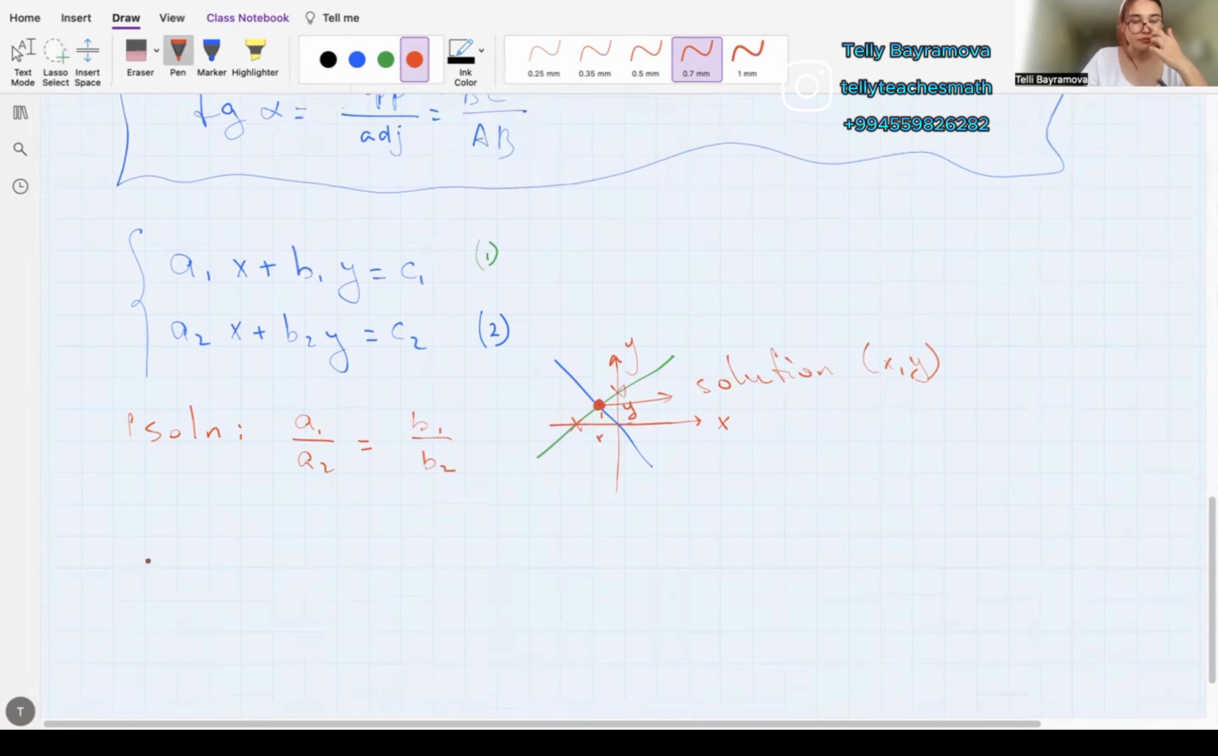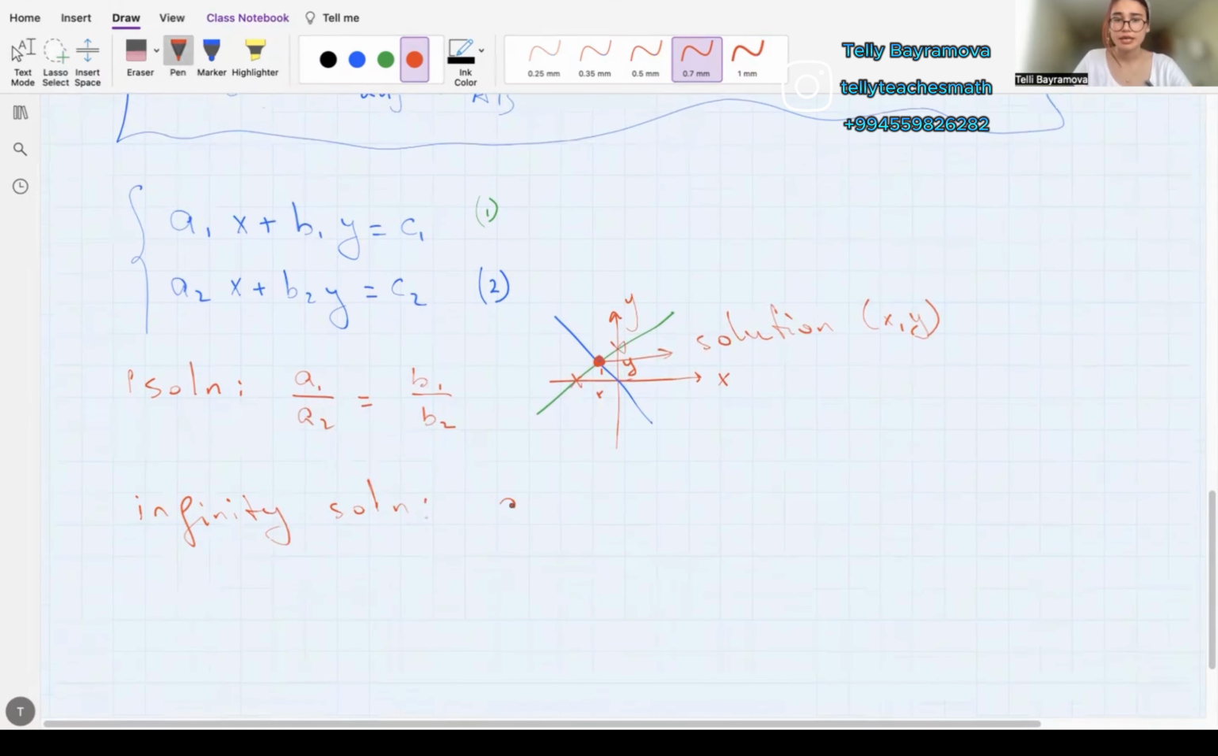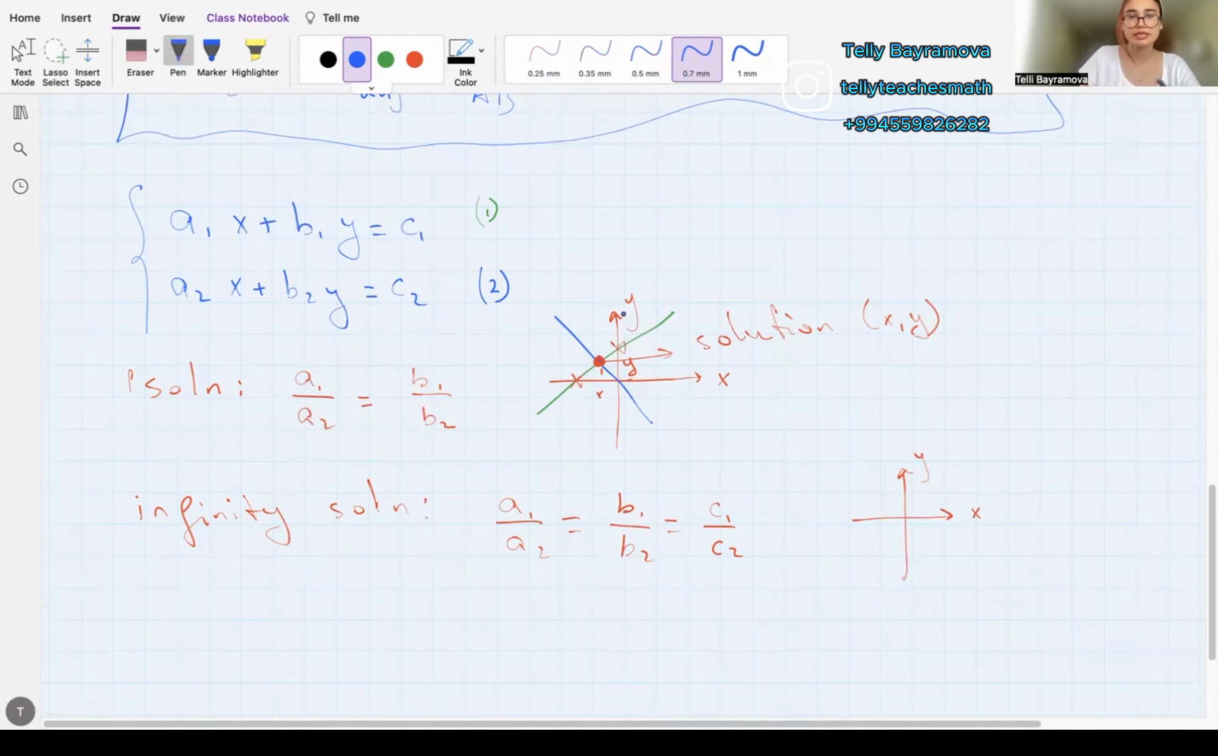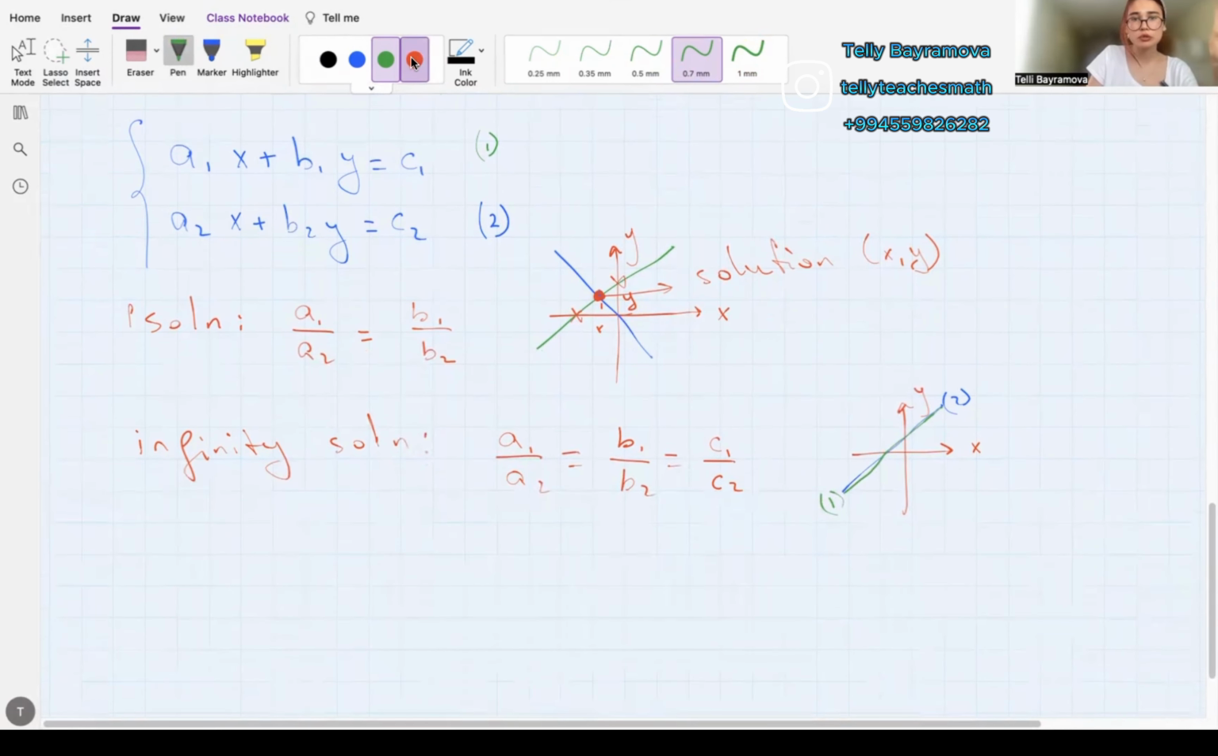Fine. So we can find infinite solutions. It means that two lines are on each other. A1 over A2, everything equals each other. B1 over B2 equals C1 over C2. As I said, two lines are on each other. For example, this is the second line, right? And the first line is also here. Same line. Slopes are equal, and y-intercepts are equal.